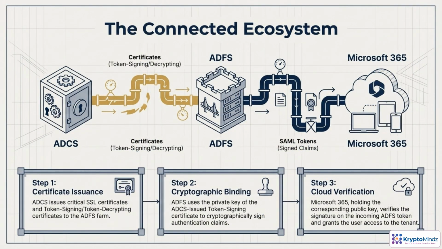Here's how these pieces operate together as a secure ecosystem. Active Directory Certificate Services issues the critical certificates your ADFS farm depends on: SSL for secure channels, plus token signing and token decrypting certificates. ADFS uses the private key of the token signing certificate to cryptographically sign each authentication token it creates. That signature is the guarantee that the token really came from your organization. When a user accesses Microsoft 365, the cloud uses the matching public key to validate the token's signature. If it checks out, the claims are trusted and access is granted. Taken together, PKI, ADFS, and Microsoft 365 form a single, trust-anchored pipeline for identity.